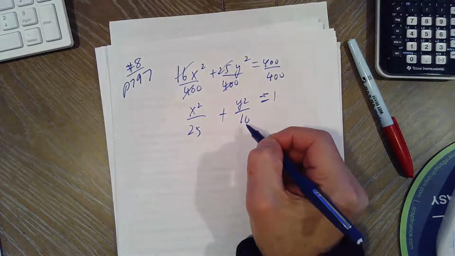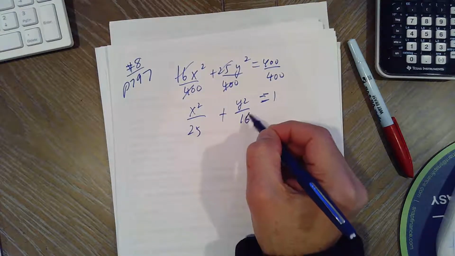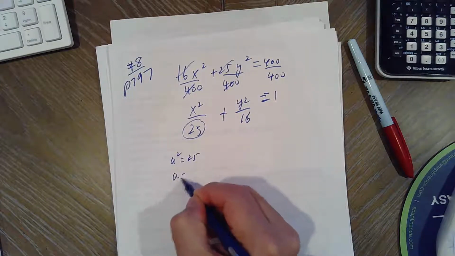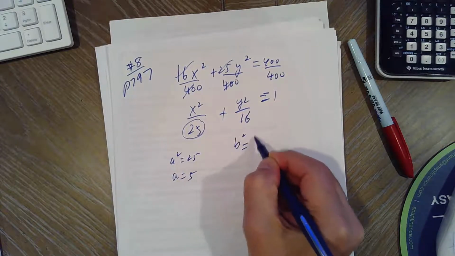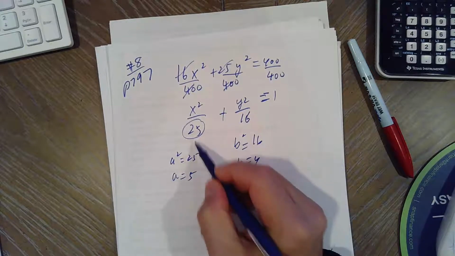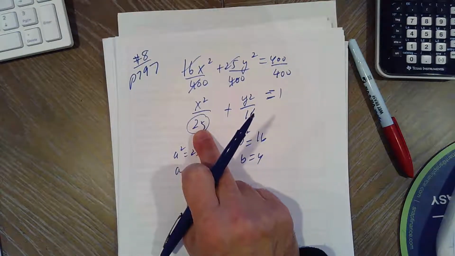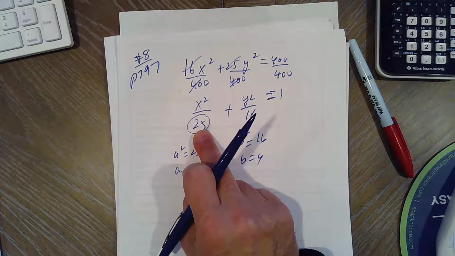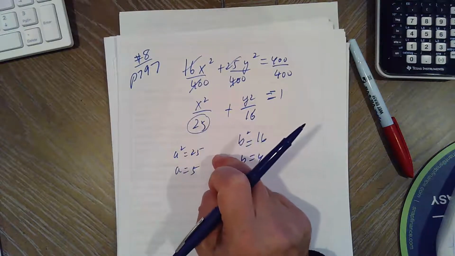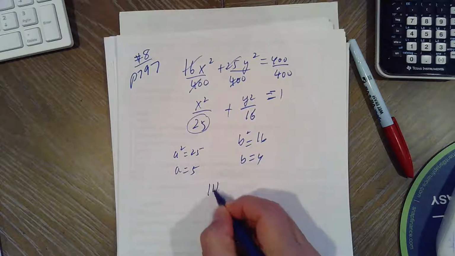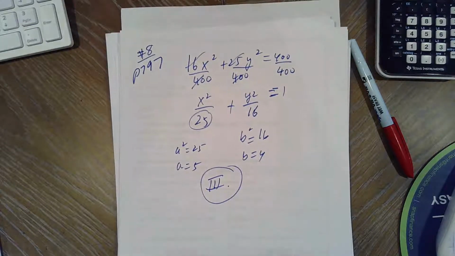So you can see a squared is always the bigger value. So a is 5. b squared is 16. b is 4. So we have a horizontal major axis because the x value is bigger. So we have to have 5 and negative 5. So it looks like number 3: 5, negative 5, 4, negative 4, center 0, 0. That's it. Number 3 is the graph.